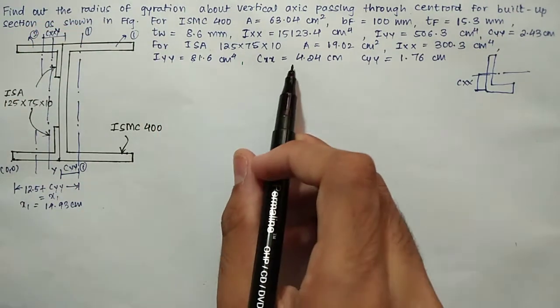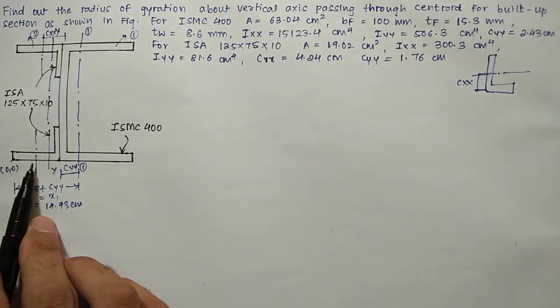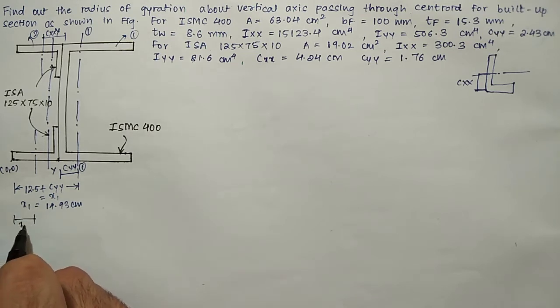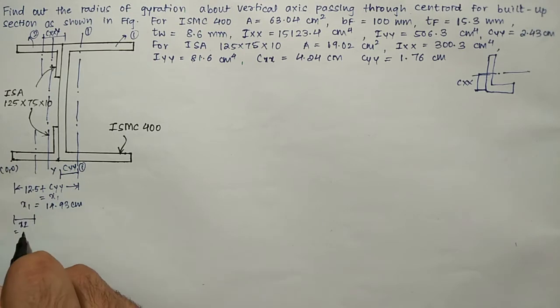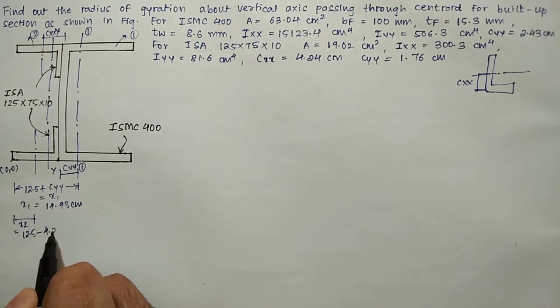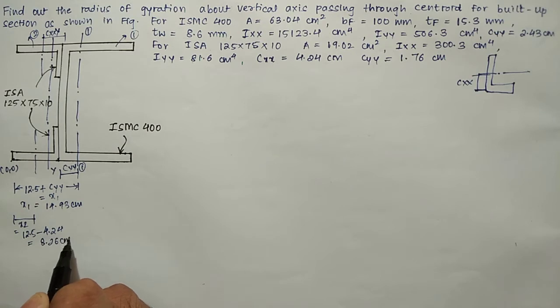The value of cx has been given as 4.24 centimeter. So the distance of this axis from the origin, this much distance, will be x2, and it will be this entire distance, that is 12.5 centimeter minus 4.24 centimeter. So the value comes out to be nearly 8.26 centimeter. So we have obtained the values of x1 and x2.